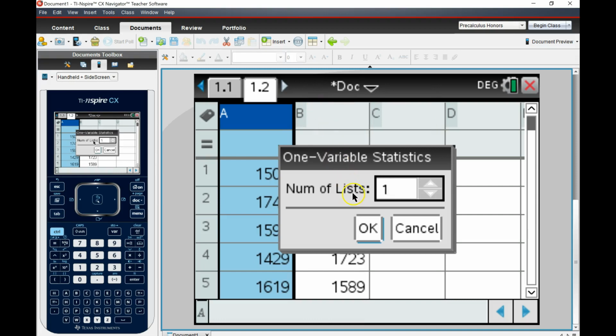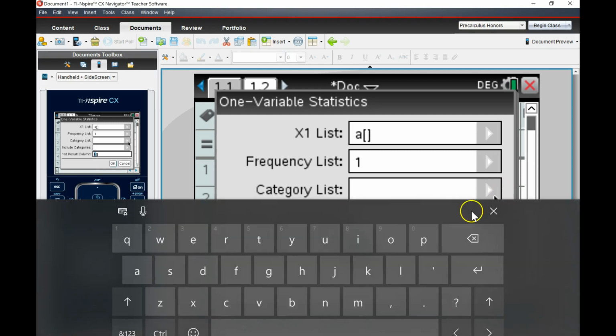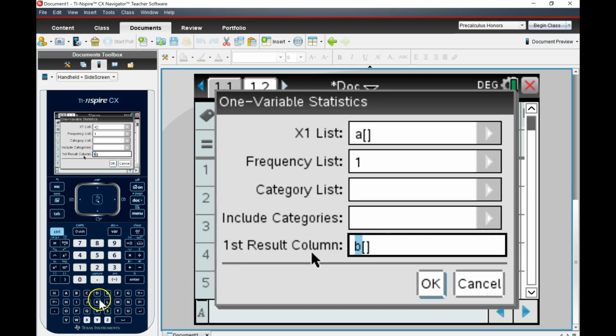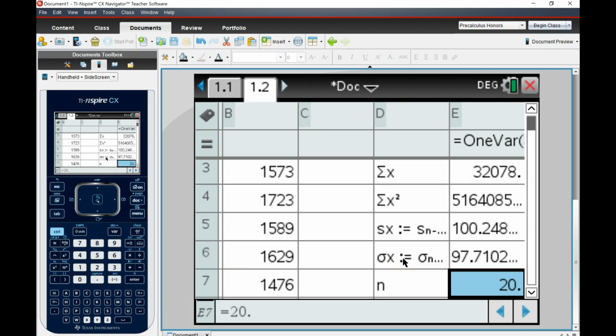How many lists do we have? 1. It asks, is this the list? Yes, it is. And it says, where do you want the results? We don't want it in column B anymore, because in column B I have other information. So let's put it in column D. Press OK. All right, look at all the stuff that we found here.